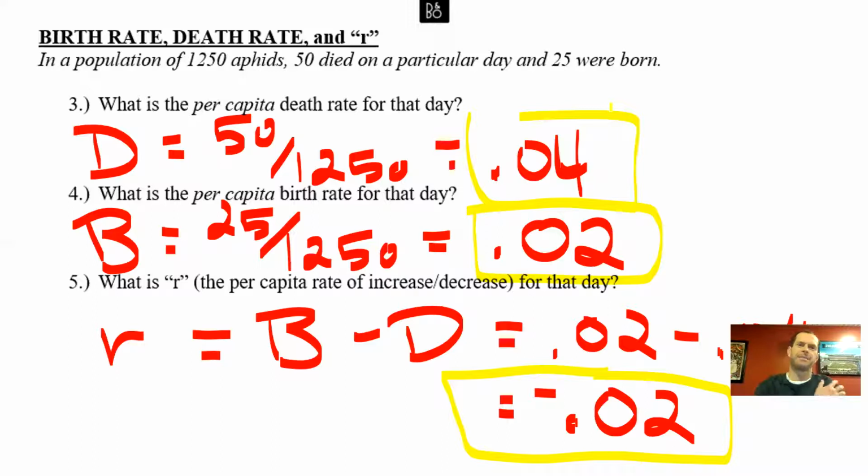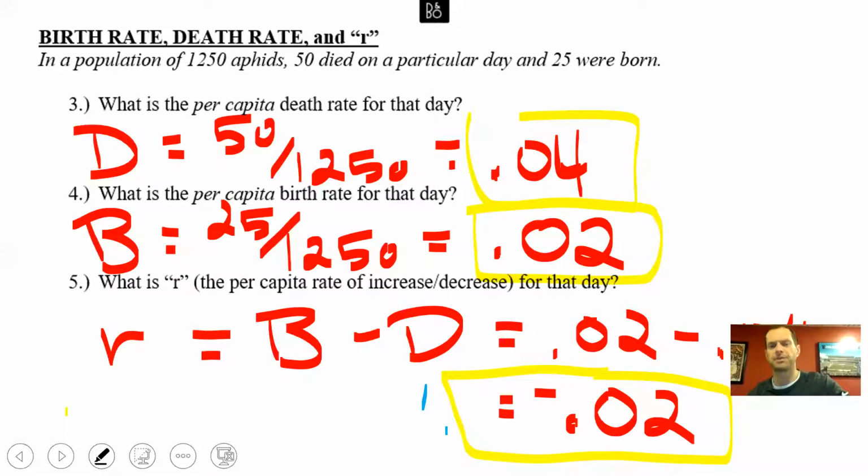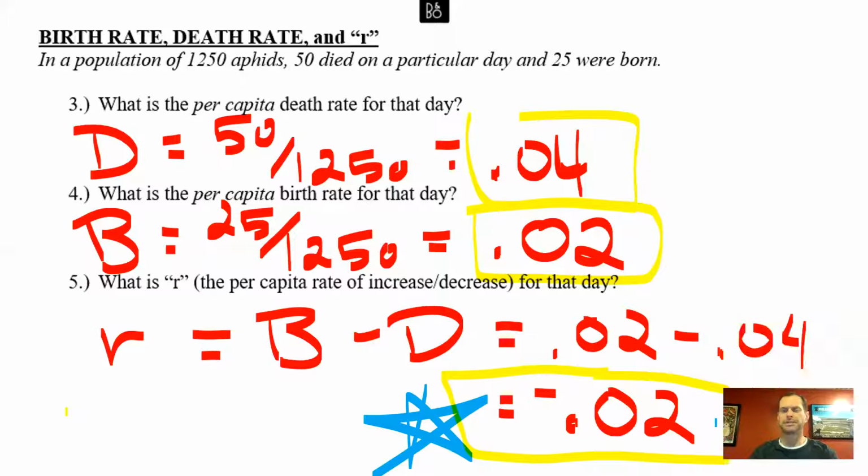Take a look at the birth and death rates for this aphid population. They're all right there. The only one you might have missed is this one right here. A lot of people put the birth rate as 0.04, and it was really 0.02. So if you take a look, that's what you're going to see.